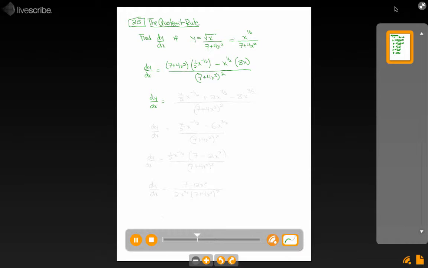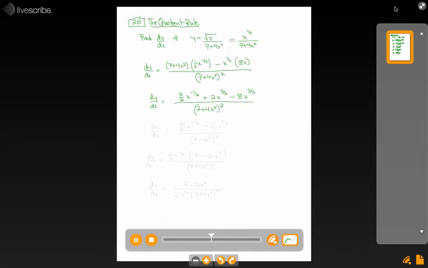The bottom, again, is fine. The top, I've got a bit of ugly terms here. I'm going to have 7 over 2x to the negative 1/2. I've got plus 2x to the 3 over 2, and then I have minus 8x to the 3 over 2. And hopefully you can see that there's a reason why that was a valid step here. At the bottom, again, I'll leave it as 7 plus 4x squared.